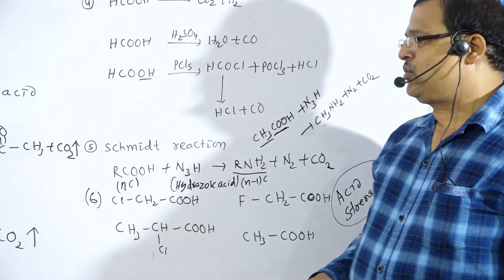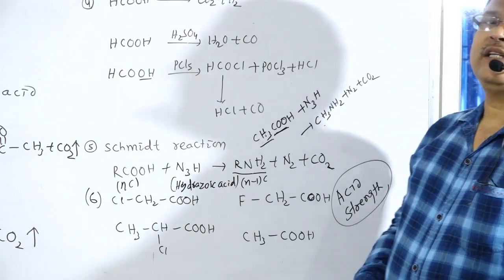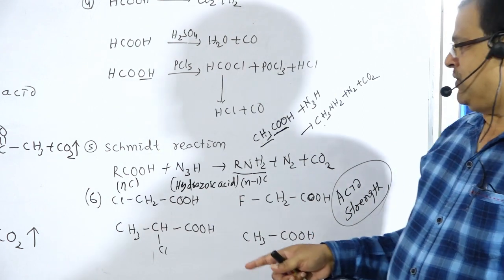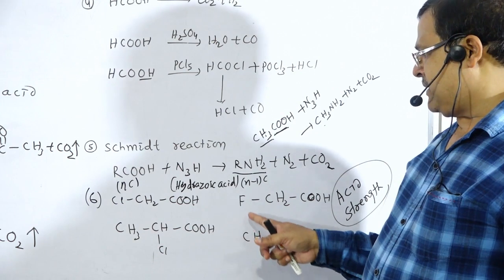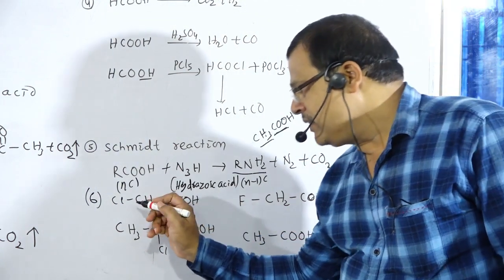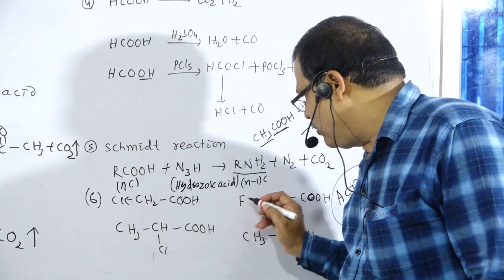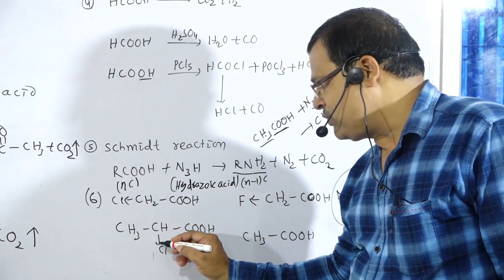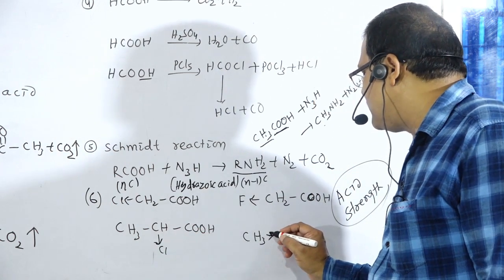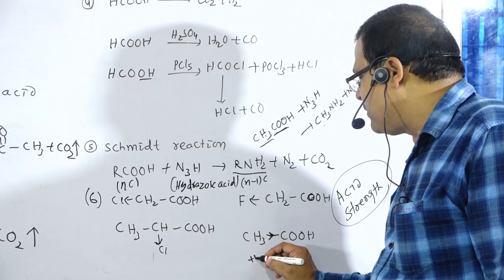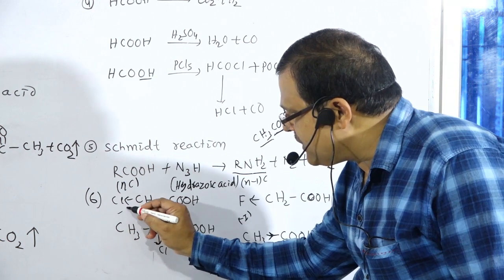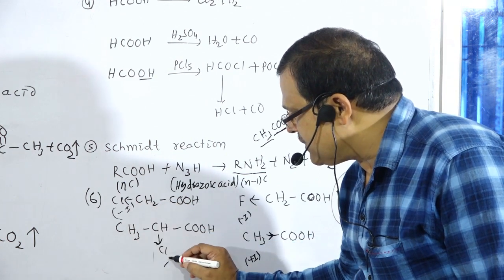Last question, that is question number 6, comparison of acid strength. In the first 3 cases, there is the presence of a minus I group: chlorine is a minus I group, fluorine is a minus I group, and this chlorine is also a minus I group, while in CH3COOH there is the presence of a plus I group. This is plus I, this is minus I, this is minus I, this is minus I.